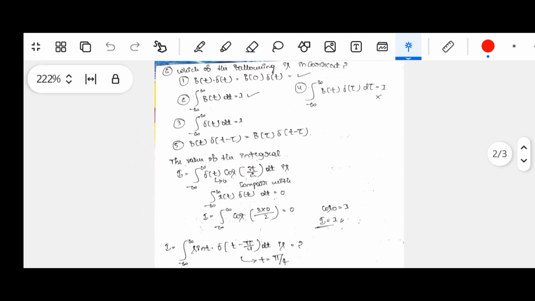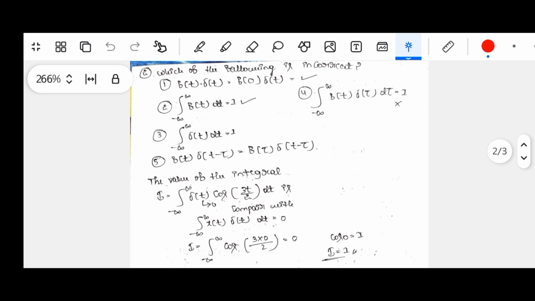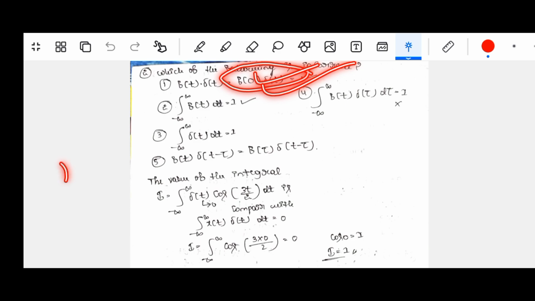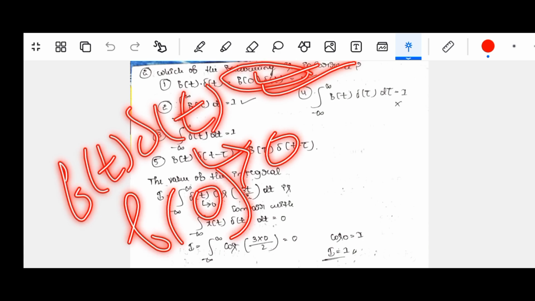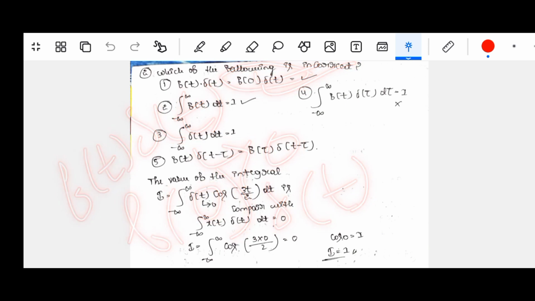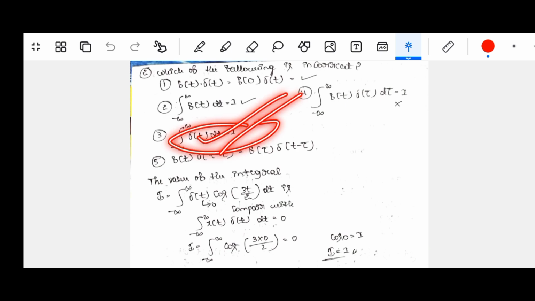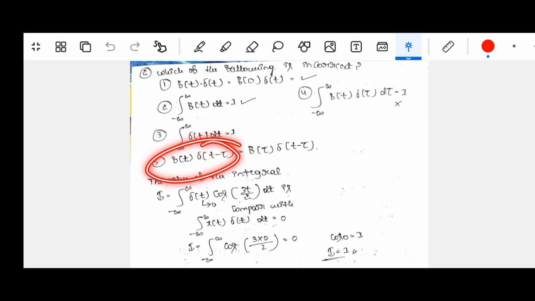Next question. Find out which one of the following is incorrect. First, f(t) δ(t) is equal to f(0) δ(t). So this is correct, because f(t) δ(t), taking t as 0, means f(0) δ(t). So the first equation is correct. Second equation, integration from minus infinity to plus infinity of δ(t) dt is equal to 1. Yes, it is also right. f(t) δ(t - τ) is equal to f(τ) δ(t - τ). So this is also right.